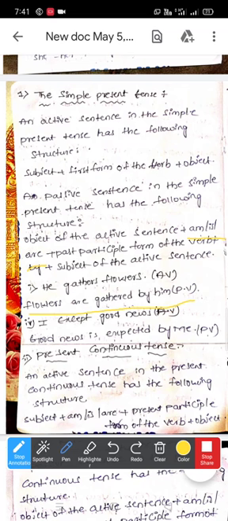Next example: I expect good news. This is the active voice form. Changing into passive voice: good news is expected by me. In passive voice structure, we have am, is, are, and the past participle. In this we have these three structures.